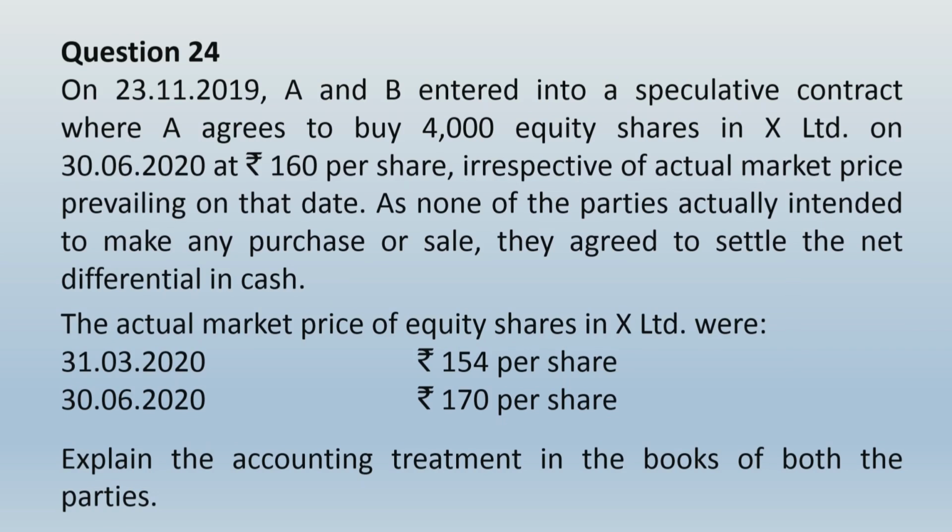As none of the parties actually intended to make any purchase or sale, they agreed to settle the net differential in cash. The actual market price of equity shares in X Limited was on 31/3/2020 rupees 154 per share, and on 30/6/2020 rupees 170 per share. Explain the accounting treatment in the books of both the parties.